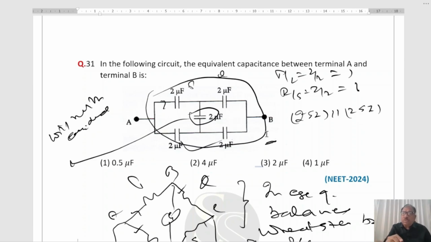Means in case of capacitance, series में क्या होगा? Product upon sum, 4 divided by 4, 1. Parallel में add हो जाएगा 1, that is 2 microfarad. So option 3 is correct, right? Next question.